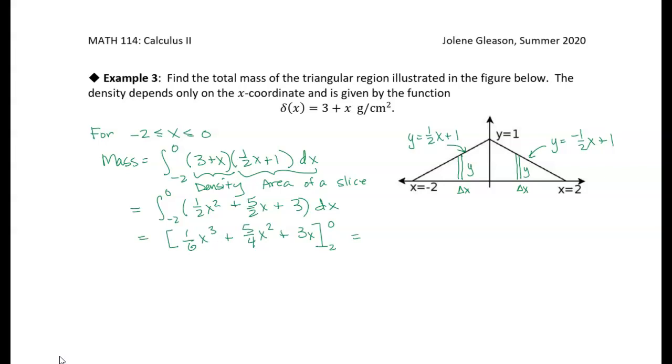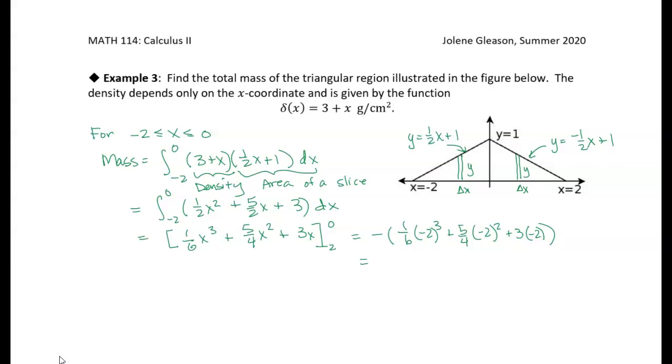But remember, I'm taking the antiderivative evaluated at 0 minus the value evaluated at -2. So it's going to be a negative of everything, and then I'll put in -2. So it's 1/6 times -2 cubed plus 5/4 times -2 squared plus 3 times -2. I like to write it all out, otherwise I make sign errors. So let's figure out what that is now.